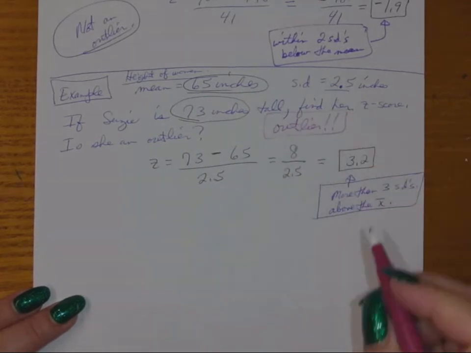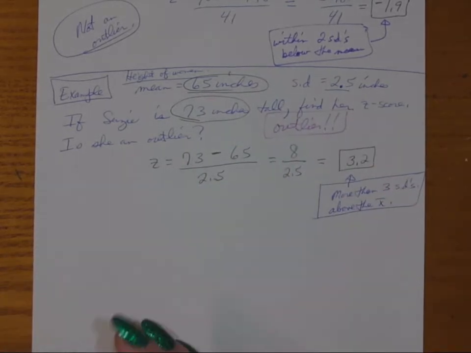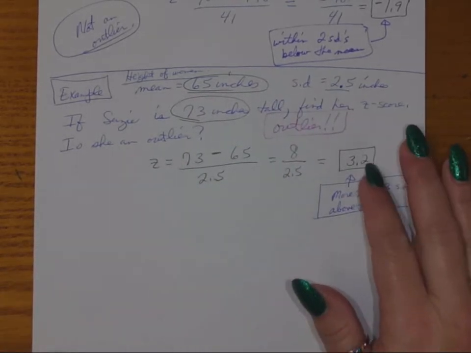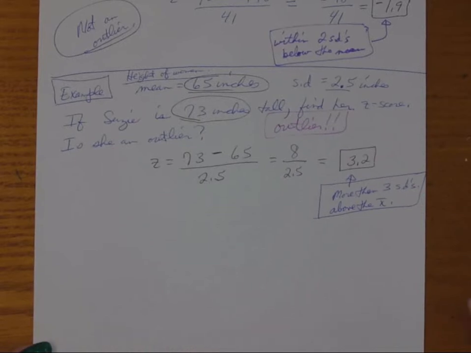She's bigger than 3 on the standard deviation. Bigger than 3 standard deviations on her z-score. So we know it's bigger than 2. Boom, outlier, done. I don't have to do much more with it.